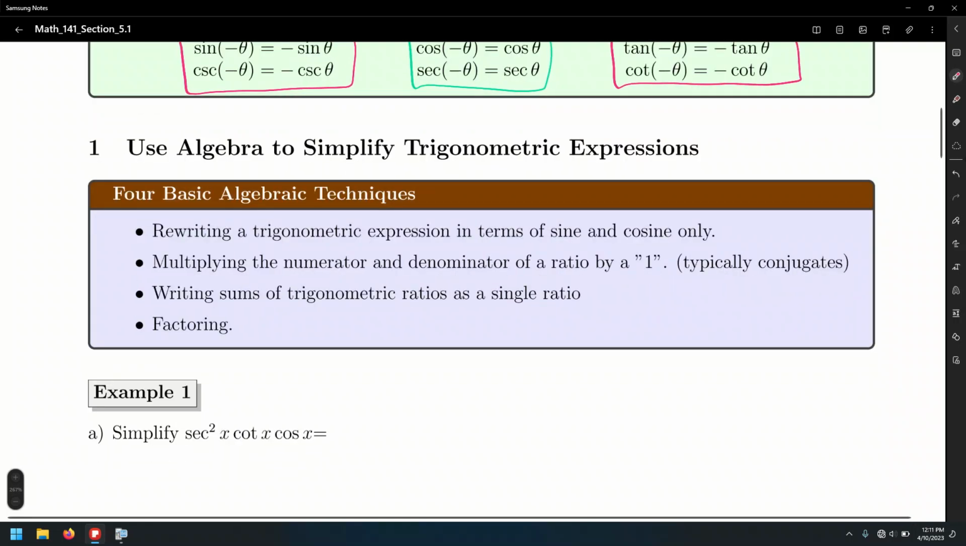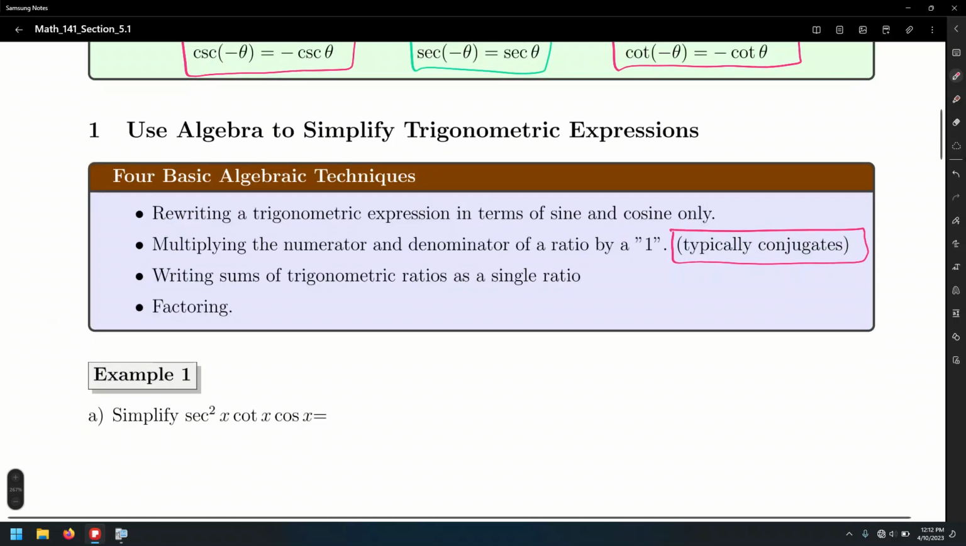A second technique that we have in order to simplify a trigonometric expression is to multiply by a ratio of 1, and mostly what we call a trigonometric conjugate. We'll talk about how it looks, how we do it, and how it is useful. Third, writing sums of trigonometric ratios as a single ratio. That is like when we have a sum of terms divided by a quantity, like when we split up into many terms by dividing. And then what's next? The last one, factoring.